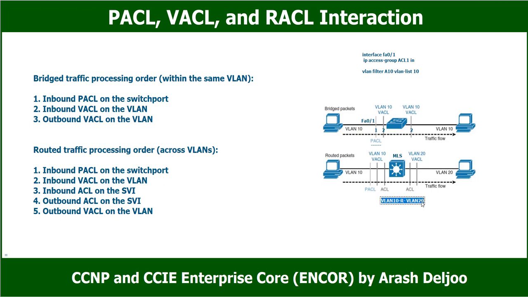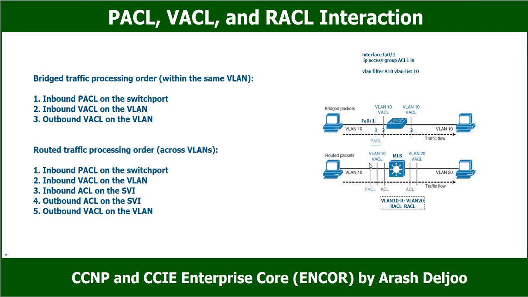And you know that we can configure the RACL and apply it to the interface VLAN 10 and also interface VLAN 20. For example, here we have one RACL applied to interface VLAN 10, and one other ACL applied to interface VLAN 20. Now I'm going to talk about what the processing order is if we have PACL, VACL in both VLANs, and also RACL.